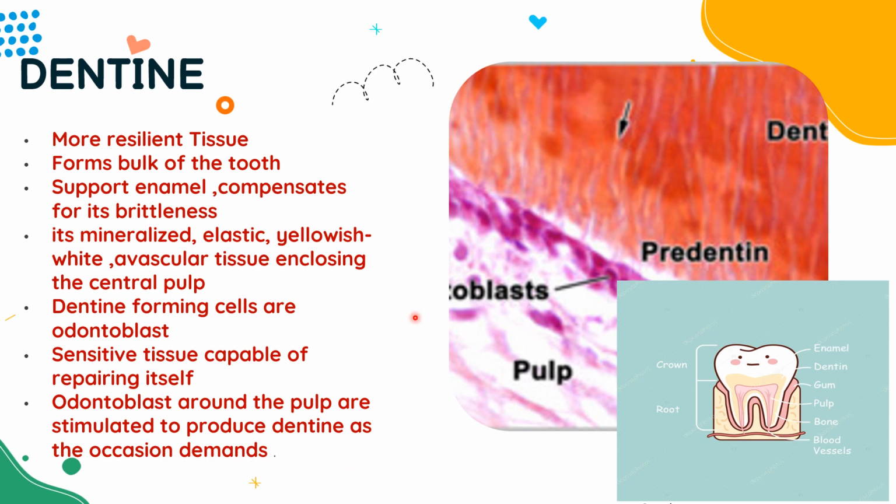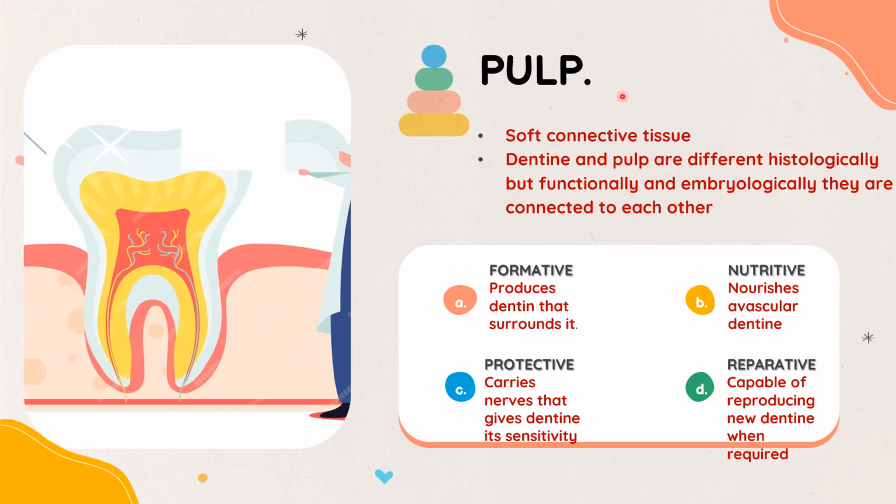Okay, now the last part of the tooth is pulp. Pulp is a soft connective tissue. It contains blood, capillaries, veins, and nerves of the tooth. Dentine and pulp are entirely different histologically, but functionally they are related to each other in four different ways: formative, nutritive, protective, and reparative.